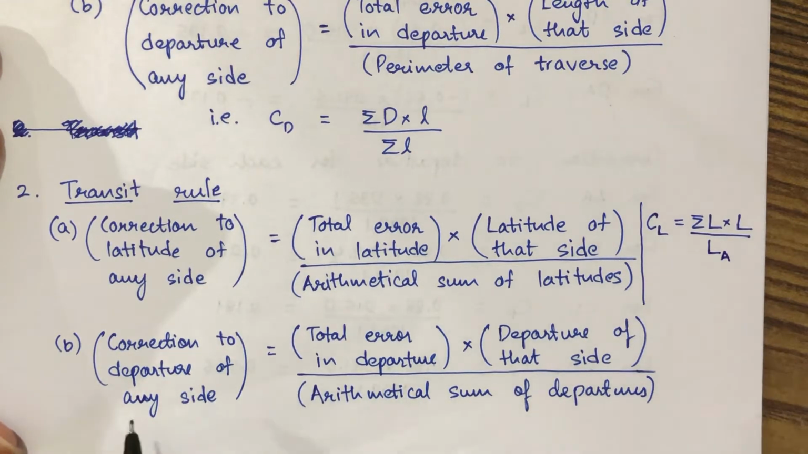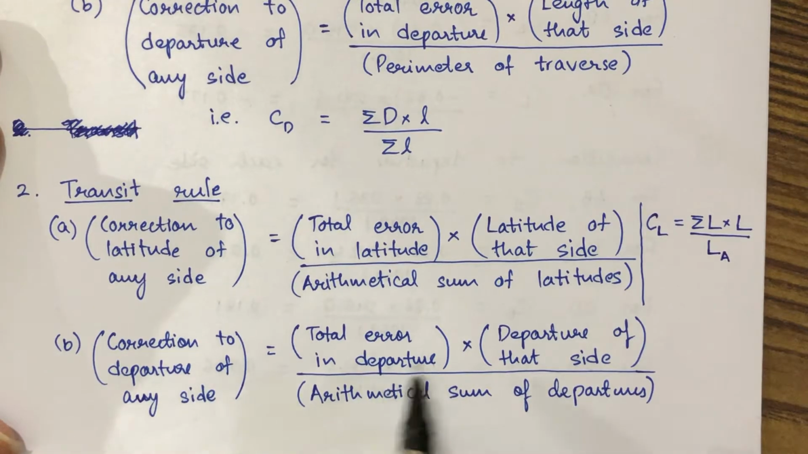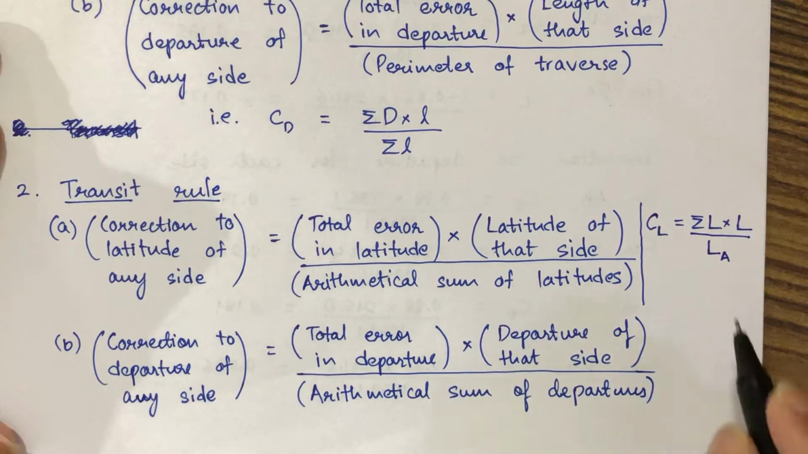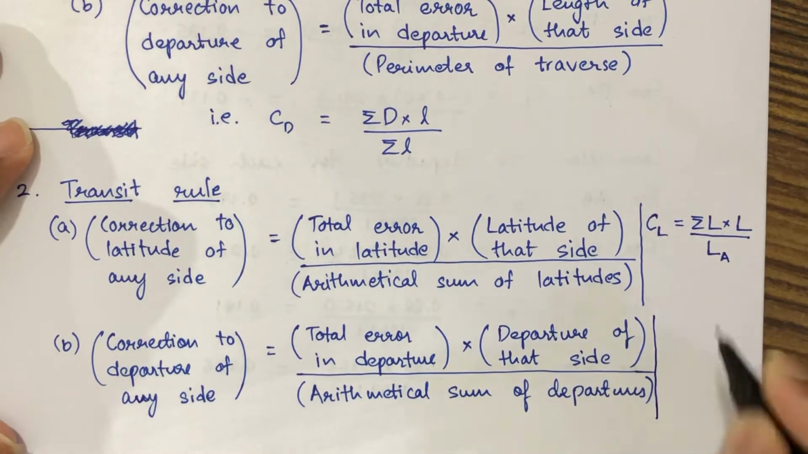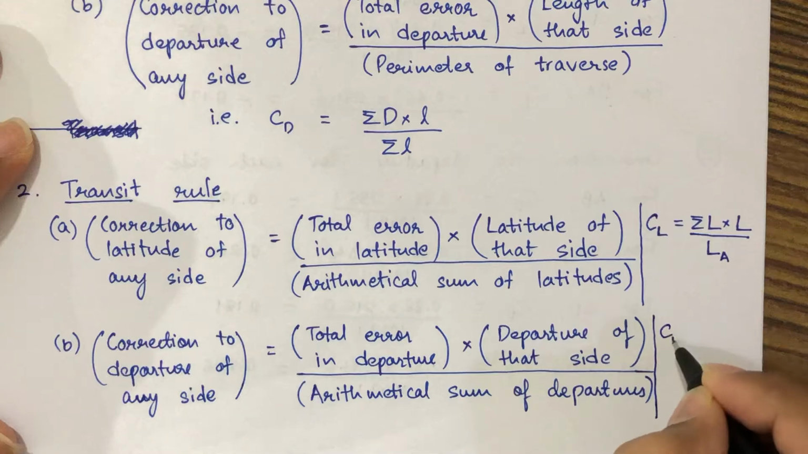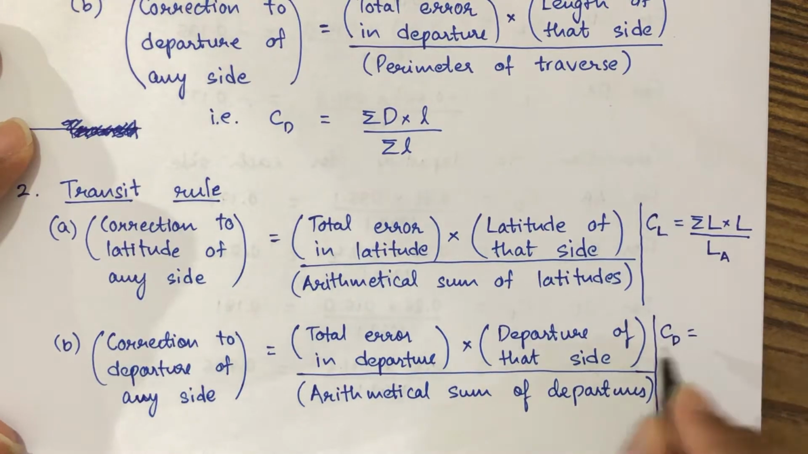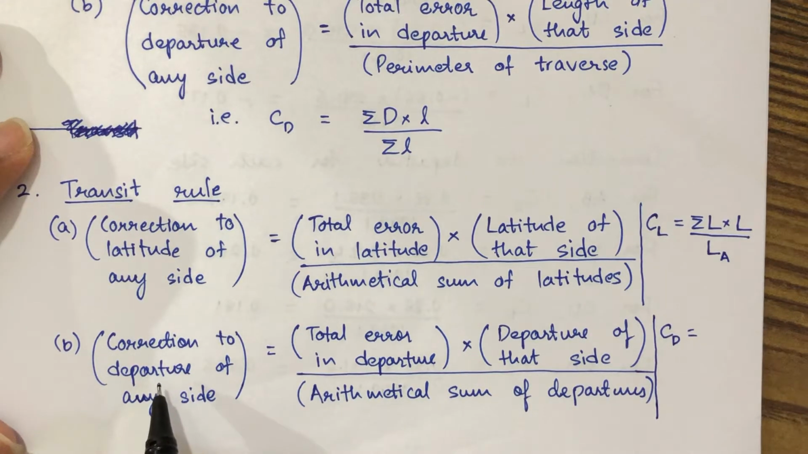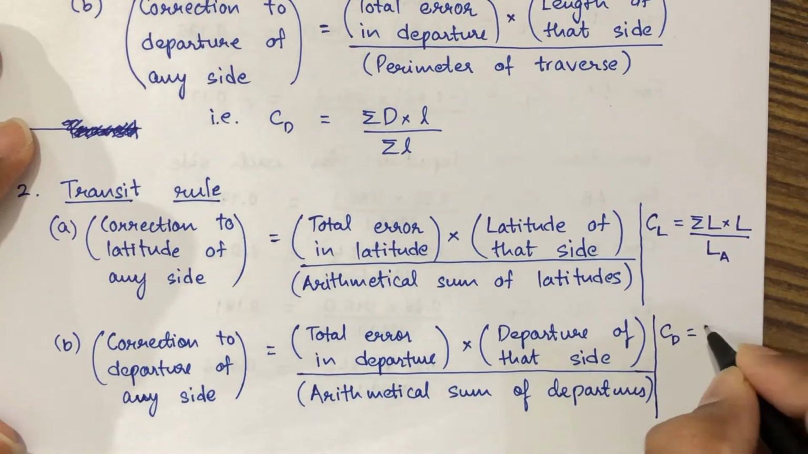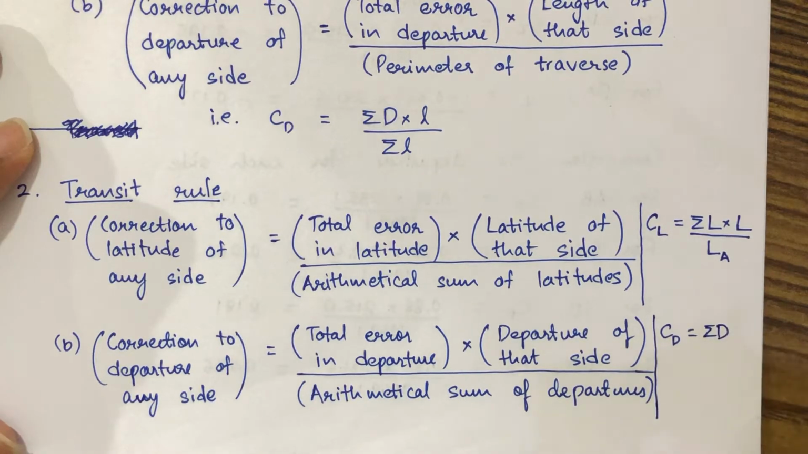Also, correction to departure of any side is total error in departure multiplied by departure of that side upon arithmetical sum of departures. So the formula can be written as CD, that is correction to departure, is equal to total error in departure, summation D, multiplied by departure of that side, capital D, upon arithmetical sum of departures, that is DA.